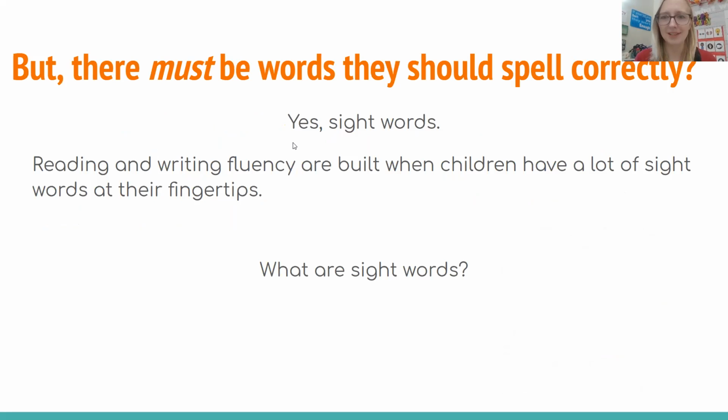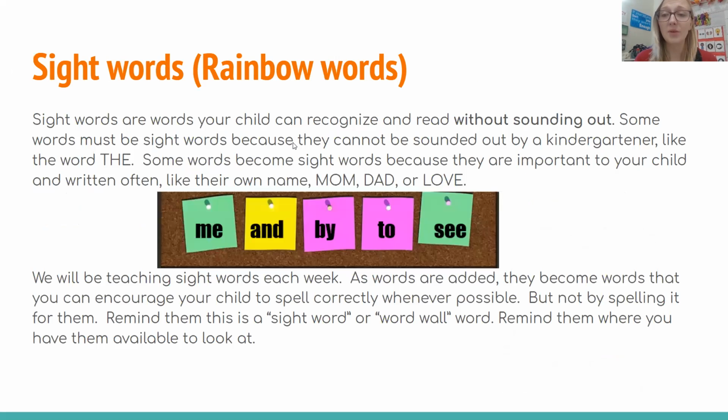But there must be words that my kid should spell correctly. Yes, sight words. Reading and writing fluency are built when kids have a lot of sight words right at their fingertips. So what are sight words? Sight words, also known in our kindergarten class as rainbow words. Sight words are words your kid can recognize and read without sounding them out.